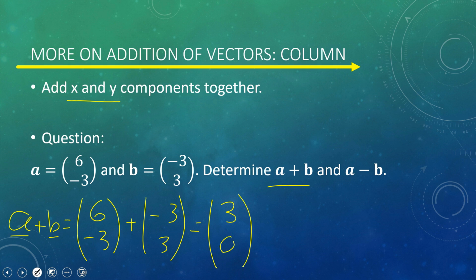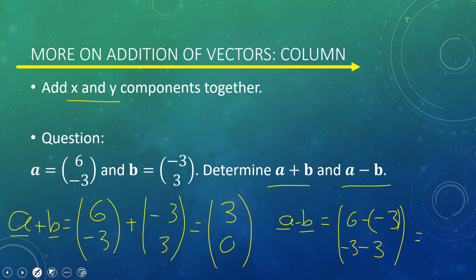You add element-wise. Similarly, for the second part, a minus b, you've got to be careful with the signs here though. You have 6 minus minus 3. Minimize mistakes by having brackets here, and then for the y component you have minus 3 minus 3, and that gives you 9 and minus 6.